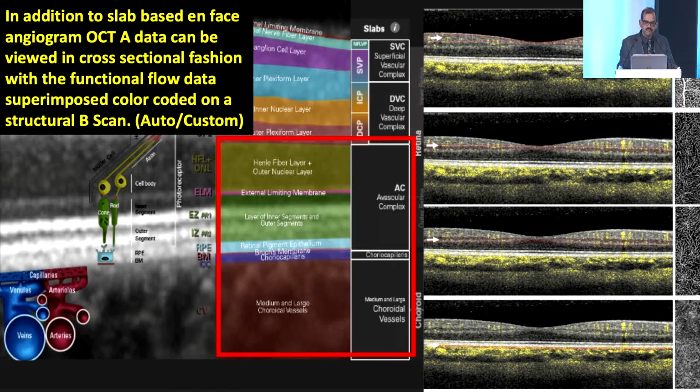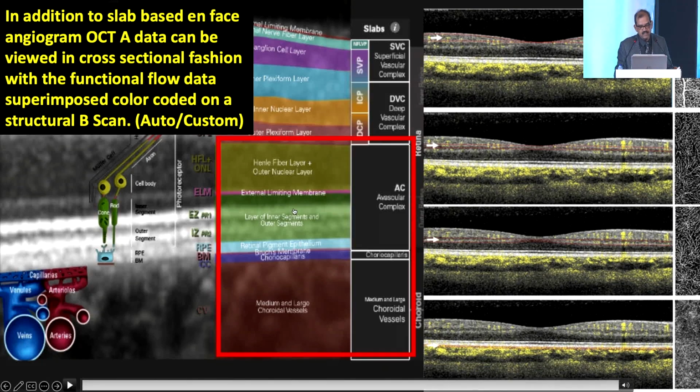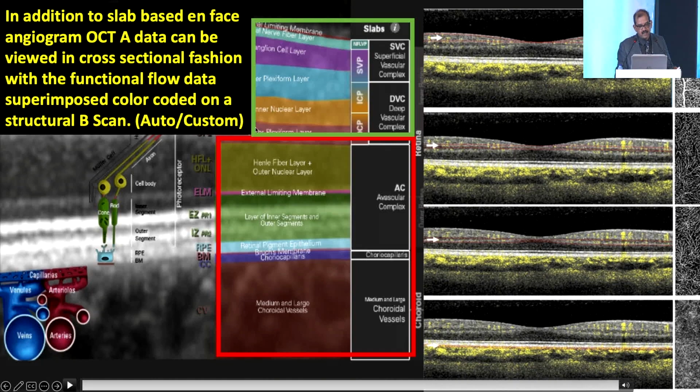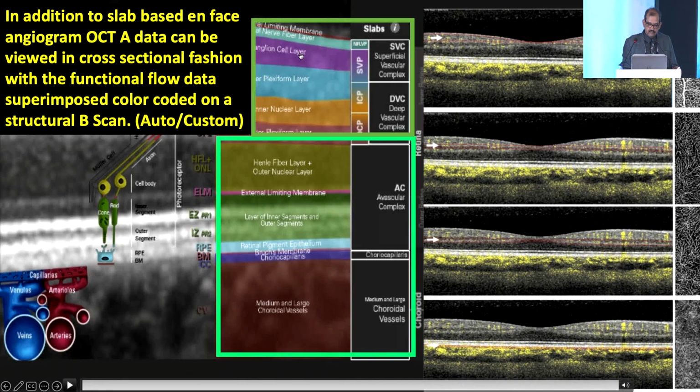In macular degeneration, we are mostly concerned with this avascular complex and the choriocapillaris and the choroidal vascular area, whereas in vascular lesions like diabetic retinopathy, venous occlusions, most of the changes are occurring in superficial layers.